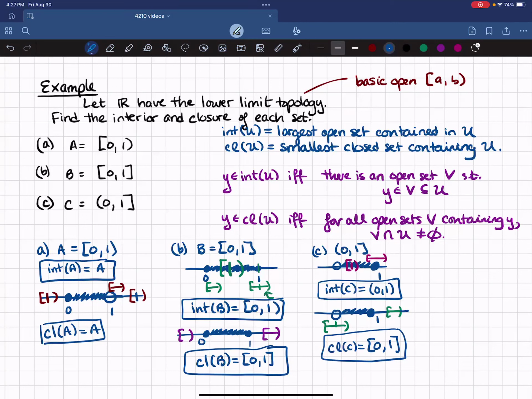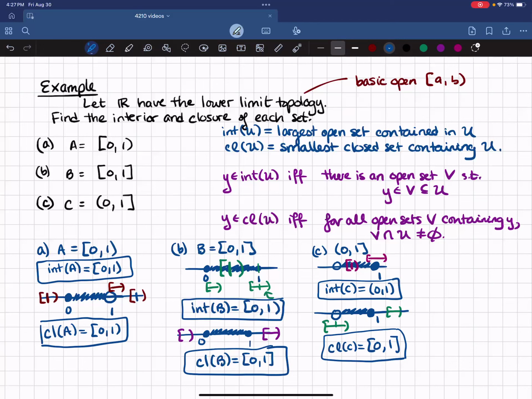And maybe over here, just to make it more clear, I just wrote A there, but let me write these first for consistency. So this would be 0, 1, including 0, but not 1. And this would be 0, 1, including 0, but not 1. Just so I'm writing them all in the same format. All right, so I found the interior and the closure of all of these sets.